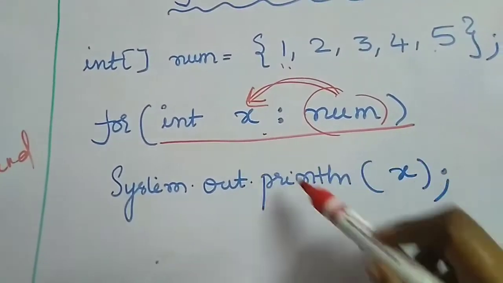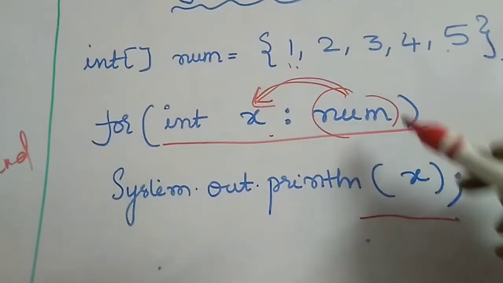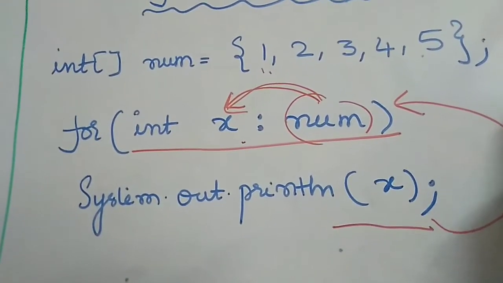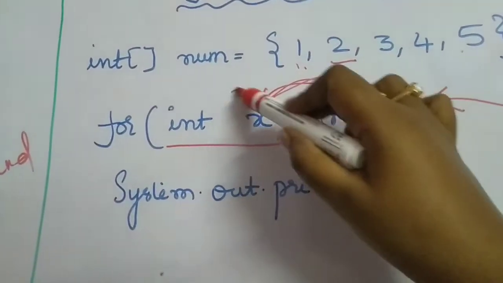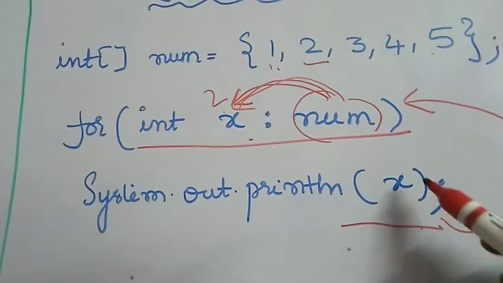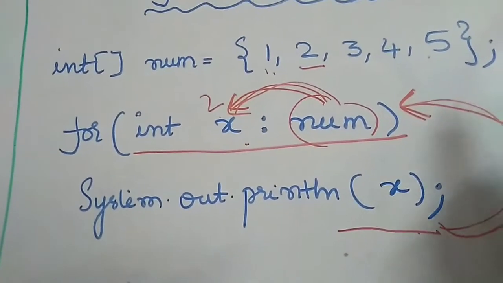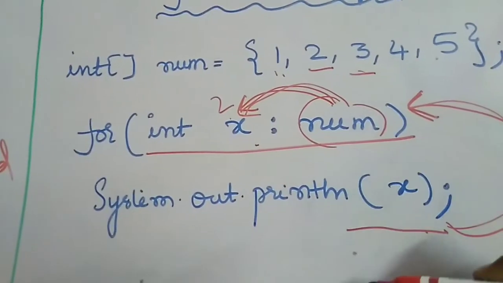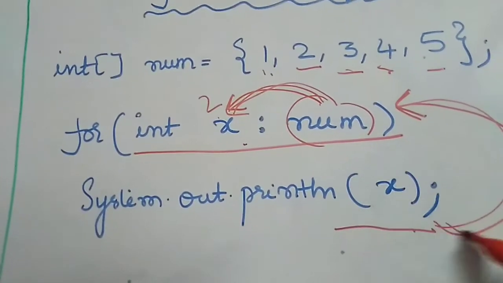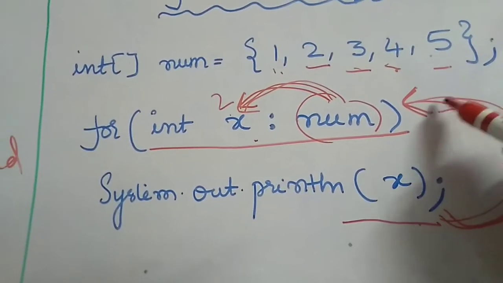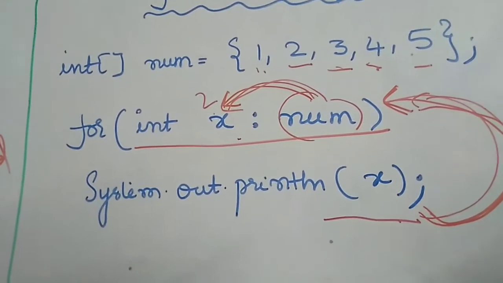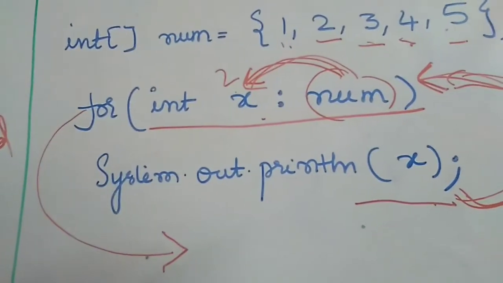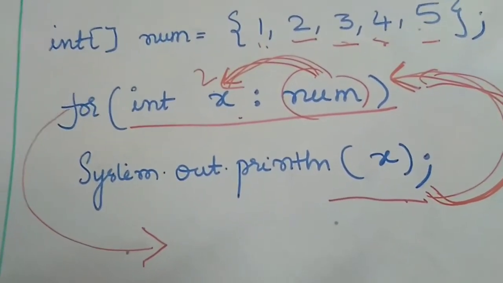After 1 is assigned to x, we print x over here, and after that it goes back and checks whether there are any more elements left in the array. There are still more elements, so 2 will be assigned to x and 2 will be printed, and again it checks internally whether there are still more elements left. So 3 is printed, 4 is printed, 5 is printed, and after printing 5, it goes back and checks whether there are elements in the array. There are no elements, so the loop breaks and it goes to the immediate next statement after the for. This is how the for each style executes.